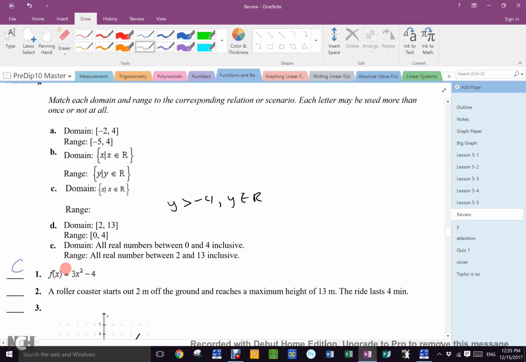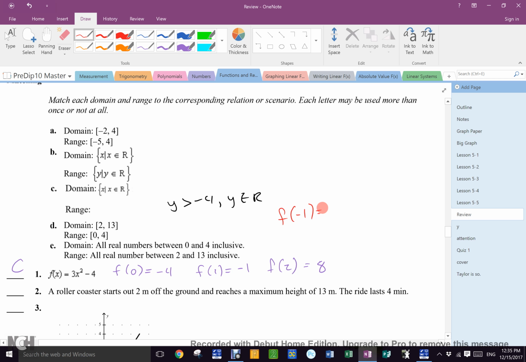Zero. No. I'll try it again. When I input 0 to here, the f of 0, what is my output? -4. Agreed? When I put the f of 1, what is my output? -1. Excellent. When I put the f of 2, what is my output? It is 8. Everybody cool? All right. Now, what is the f of -1?